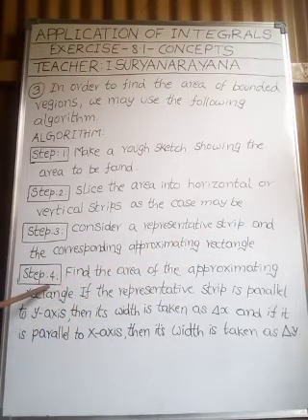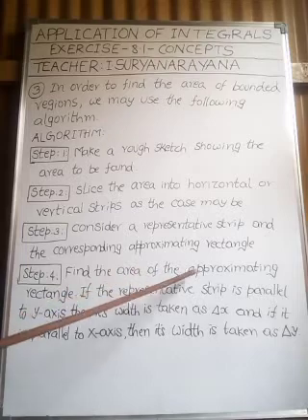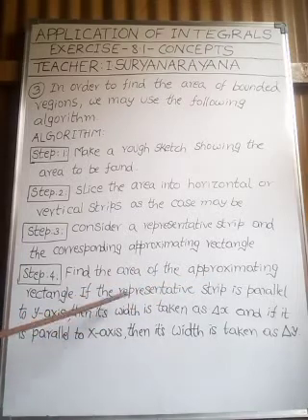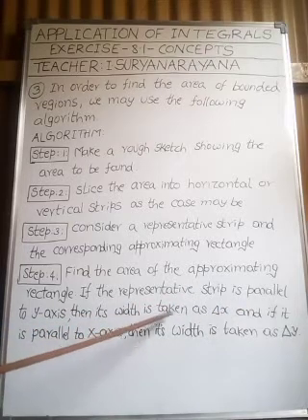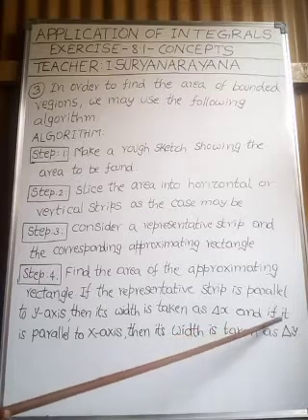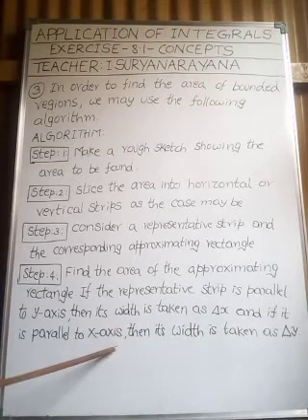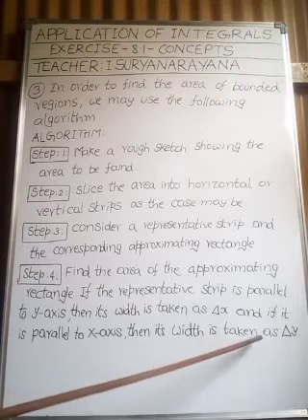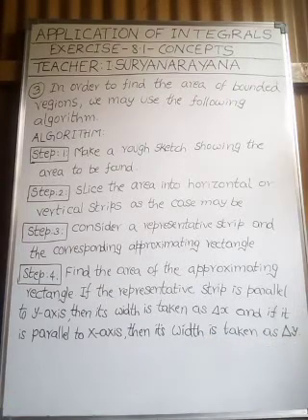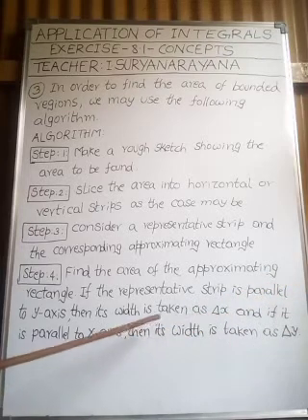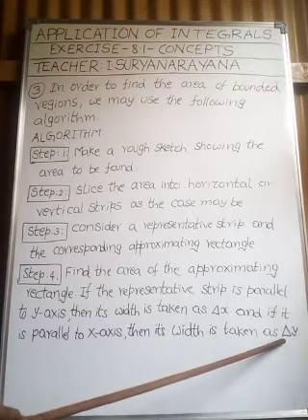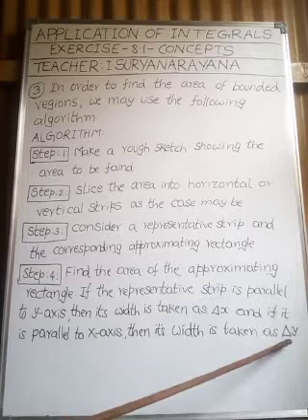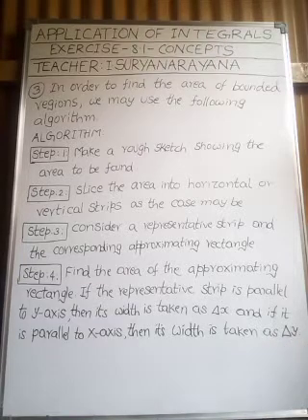Okay, my children. Now step 4. Find the area of the approximating rectangle. If the representative strip is parallel to y-axis, then its width is taken as delta x. And if it is parallel to x-axis, then its width is taken as delta y. Okay, my children. The vertical strip length is y and width is taken as delta x. And here in this case we take width of the rectangle as delta y. Okay, my children, understood this point? Right.